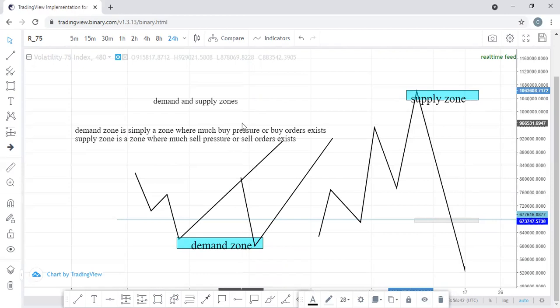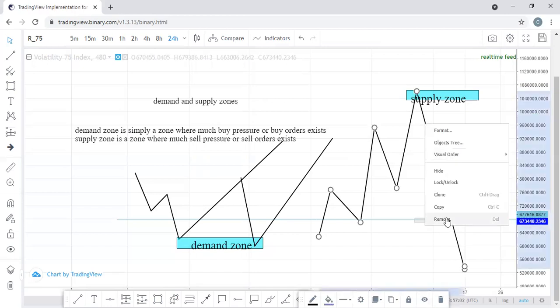If it's a bullish market, you should be looking to catch your higher lows at the demand zone. If it's in a bearish market, you should be looking to catch your lower highs at the supply zone. Like this, you see this. The market was trending. Sorry, it's good to catch your sell orders in the supply zone. So let us remove this and illustrate with that.